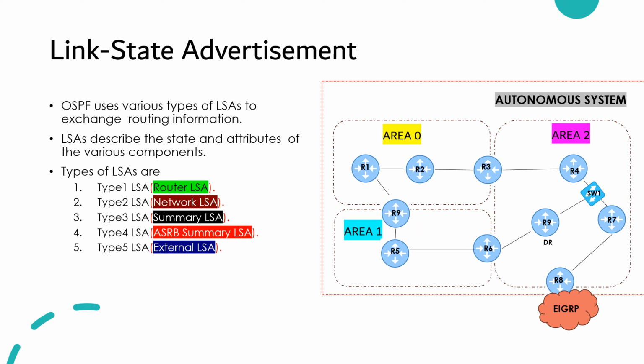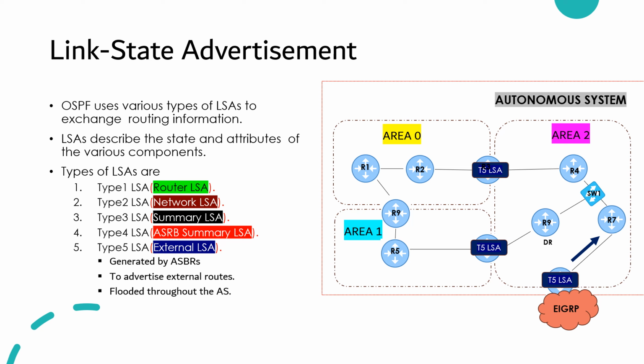Then the fifth type of LSA we have is type 5 LSA, also known as external LSA, generated by the ASBR to advertise external routes such as routes redistributed from other routing protocols such as EIGRP into the OSPF domain. These are advertised by the ASBR only and also owned by the ASBR. These are LSAs used to advertise networks from other autonomous systems and are flooded through the entire autonomous system.